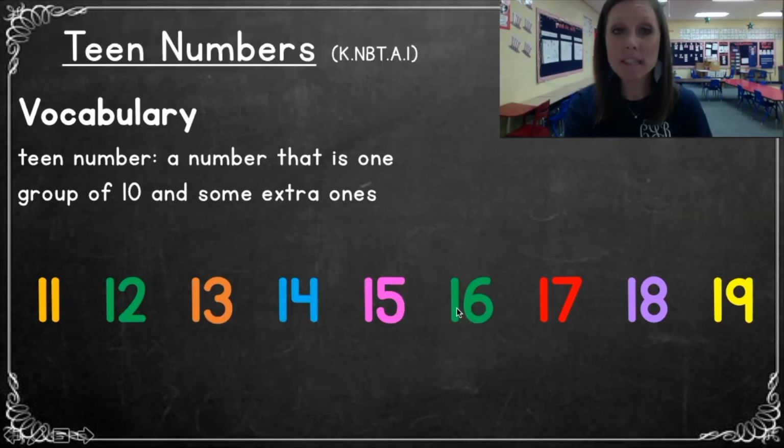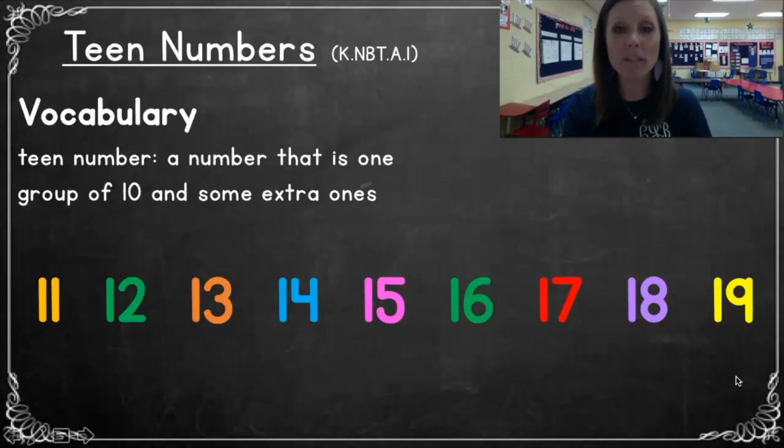This is the number 16. It's a 1 and a 6. It's one group of 10 and 6 extra 1s. This is the number 17. 17 is a 1 and a 7. It's one group of 10 and 7 extra 1s. This is the number 18. 18 is a 1 and an 8. It's one group of 10 and 8 extra 1s. And finally, this is the number 19. 19 is a 1 and a 9. It's one group of 10 and 9 extra 1s.